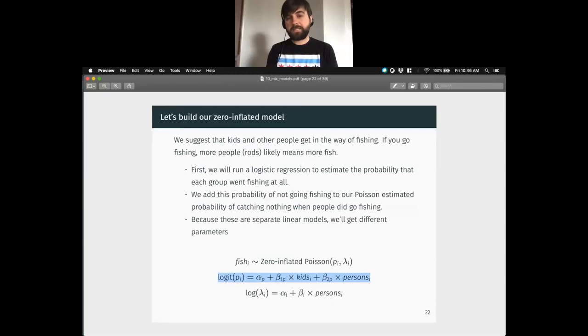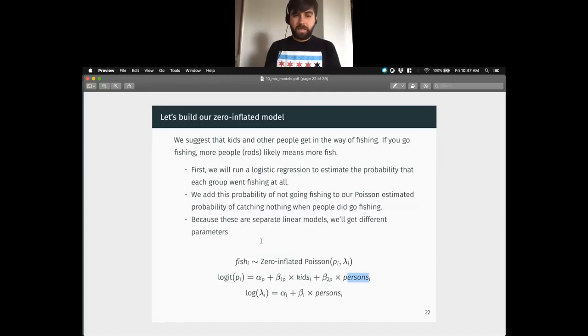that says that the probability that you didn't go fishing, here we're kind of inversing it. Ordinarily, we're asking the probability that the event is true. Now we're asking the probability that the event is not true, is equal to some intercept plus some beta times the number of kids you had with you, plus a beta times the number of people you had in your group, right? I'm assuming people who just went to hang out with their kids and sit around a campfire and make s'mores were less likely to fish, right?